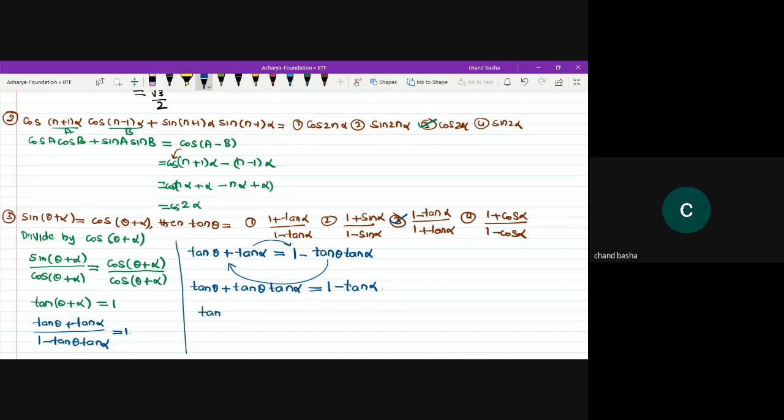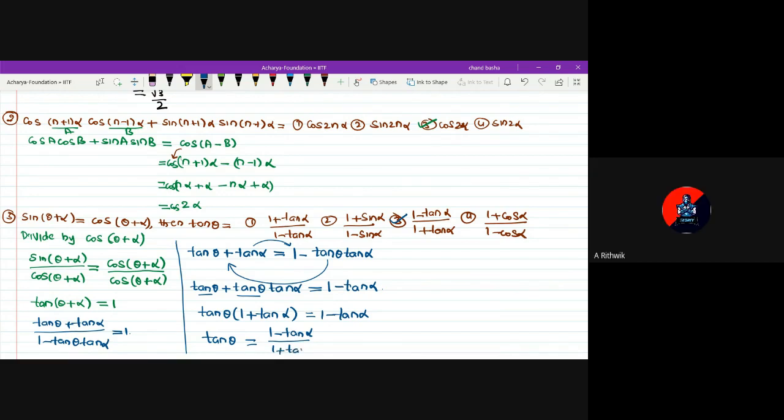If I'm taking tan theta as common, 1 plus tan alpha. We are taking tan theta as common, so nothing is there in the first part; you will get just 1. And here we already took tan theta as common, so I'll get tan alpha is equal to 1 minus tan alpha. So from this, tan theta is equal to 1 minus tan alpha divided by 1 plus tan alpha.